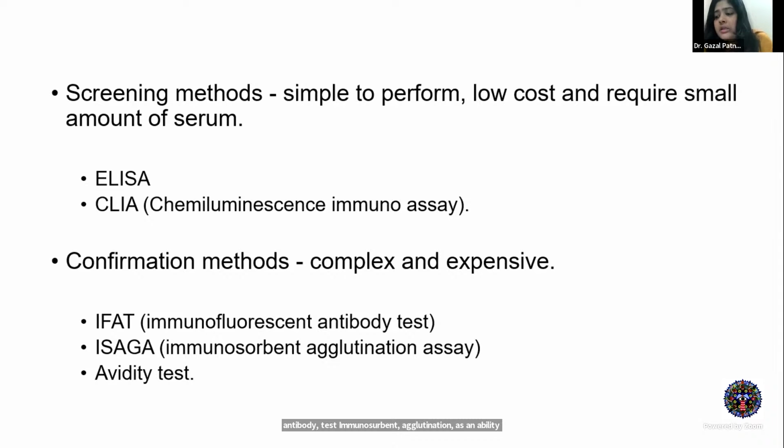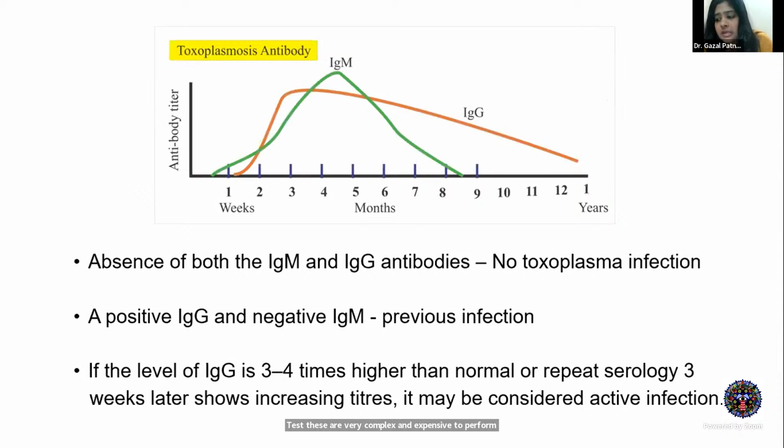Active infections stimulate the innate as well as acquired immunity. IgM appears at the end of the first week of infection, and begins to fall in 4 to 8 weeks. IgG appears after 2 weeks, peaks by 3 months of infection, and persists. Absence of both these antibodies rules out the presence of any toxoplasmic infection. Positive IgG and negative IgM denotes previous infection.